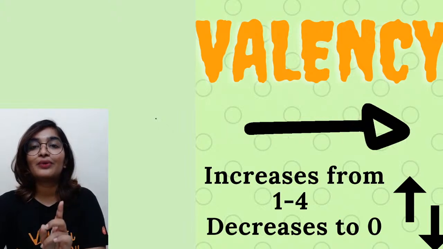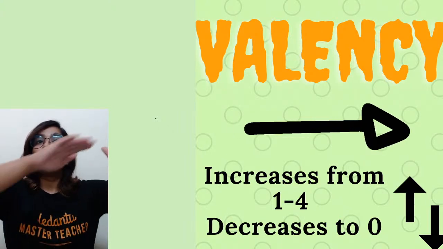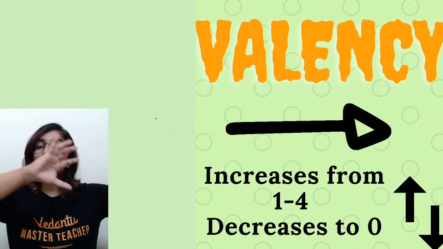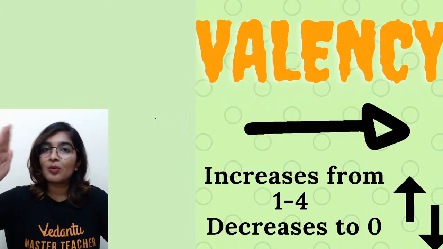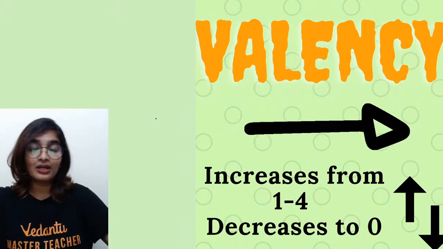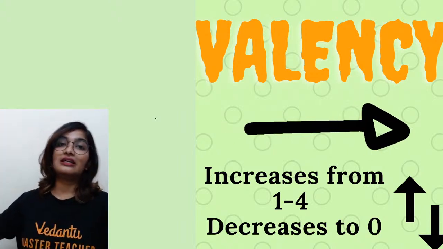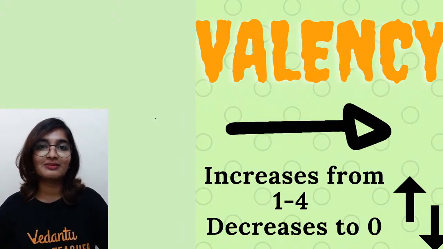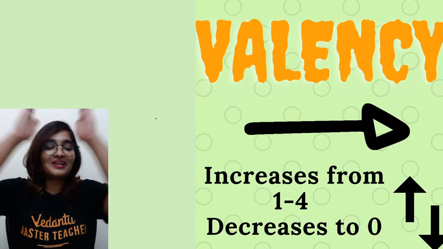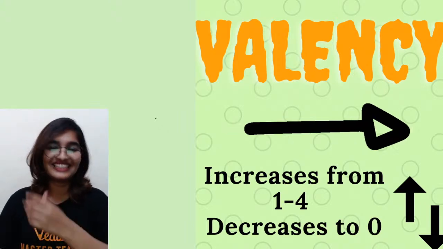Subtract the number of valence electrons from 8. Across the period from left to right, first the valency increases: 1, 2, 3, 4. And then it starts decreasing: 3, 2, 1, 0. Don't I sound like a PE teacher? 1, 2, 3, 4.